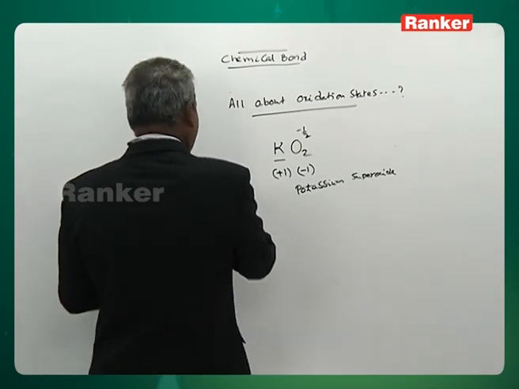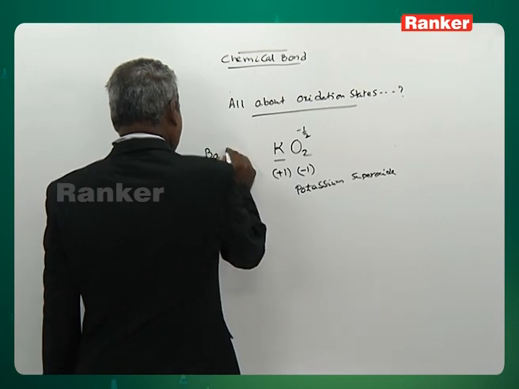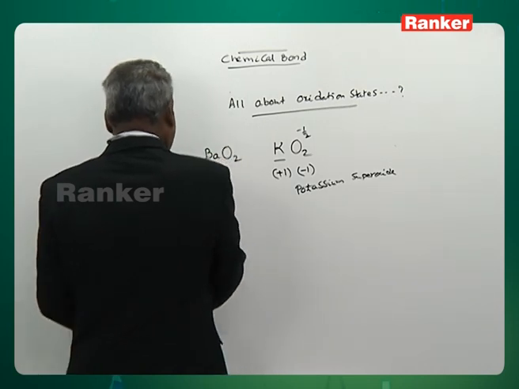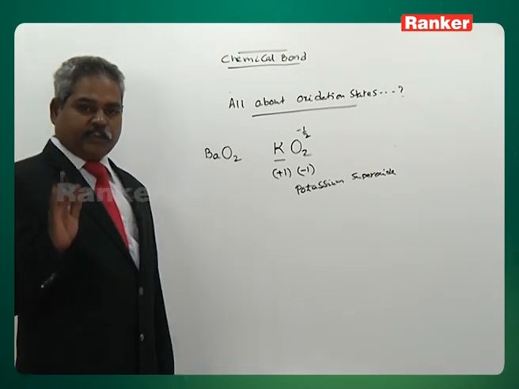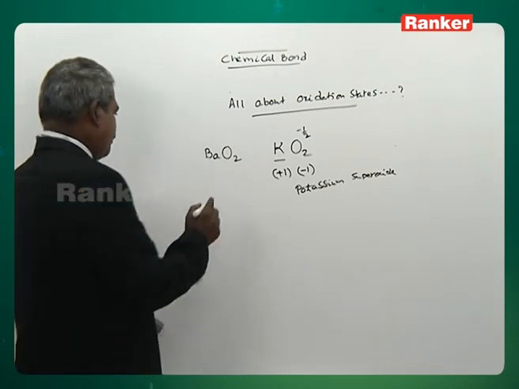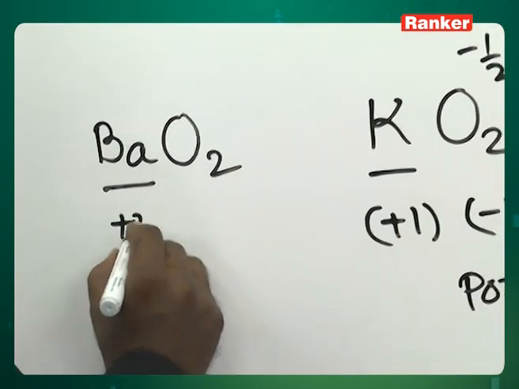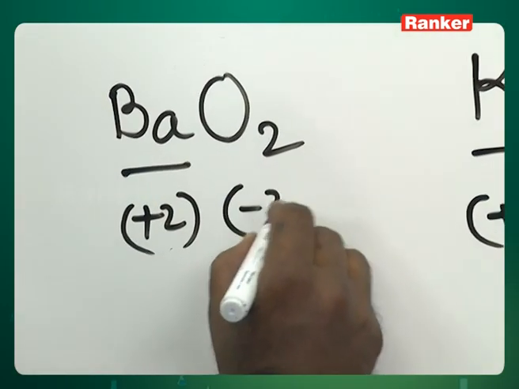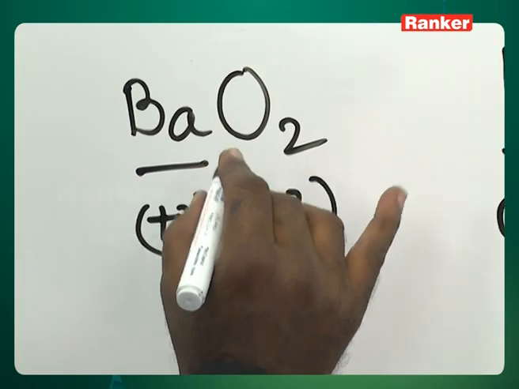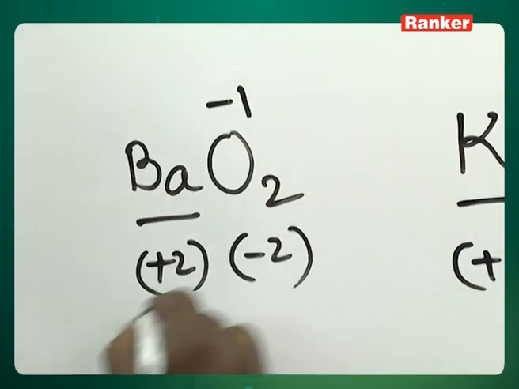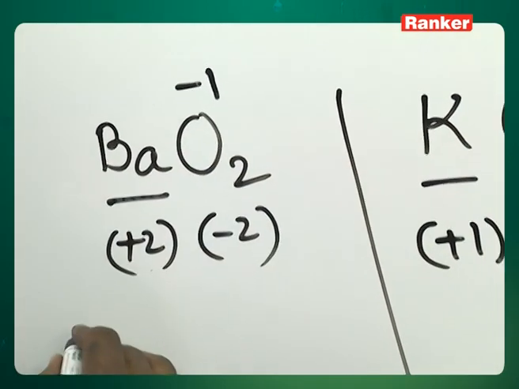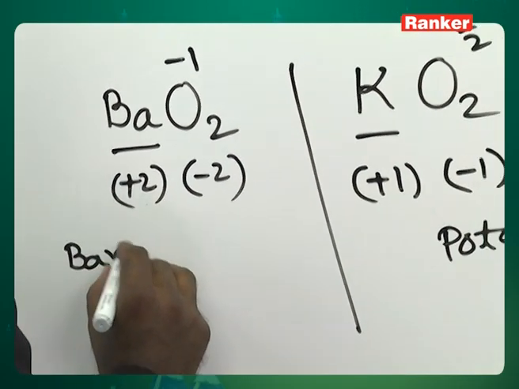What will be the name of BaO2? What do you know about barium? Is there any fixed element or not? First of all, you tell yourself whether there is a fixed element or not. Barium fixed, plus 2. Two oxygens minus 2. So each oxygen is getting minus 1. When oxygen gets minus 1, it is called a peroxide. Therefore, it is barium peroxide.